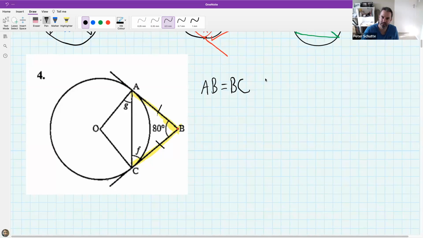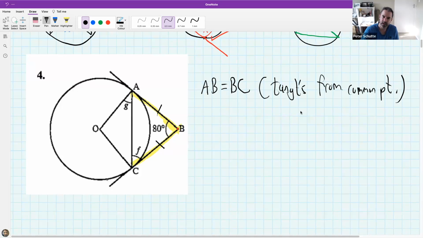The reason is tangents from a common point. So that's the one little hint I'll give you. There might be other things involved, but for the moment, we know that this actually is an isosceles triangle. Now, we still need to try and work out what F is. Now, F is the angle down here.